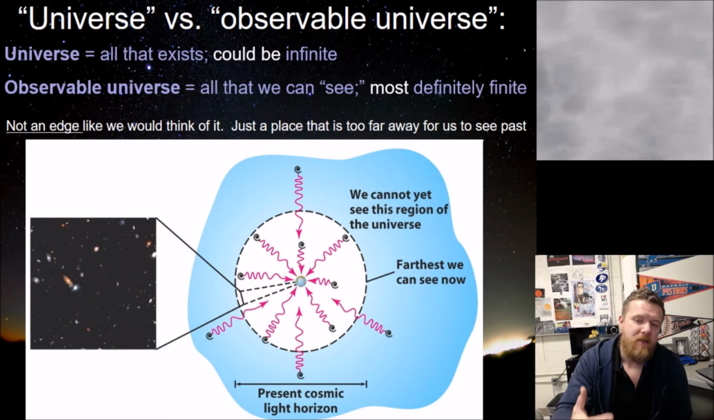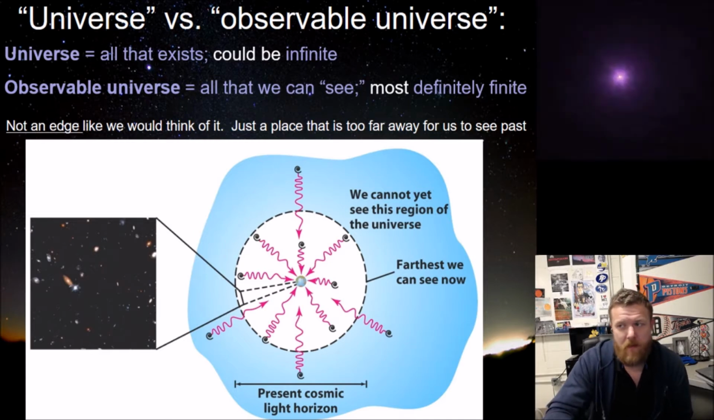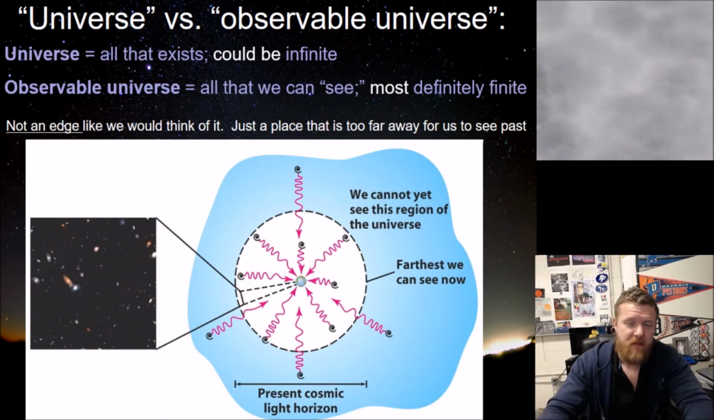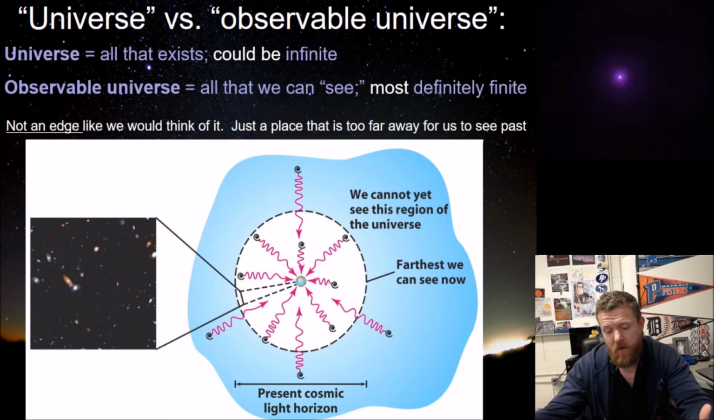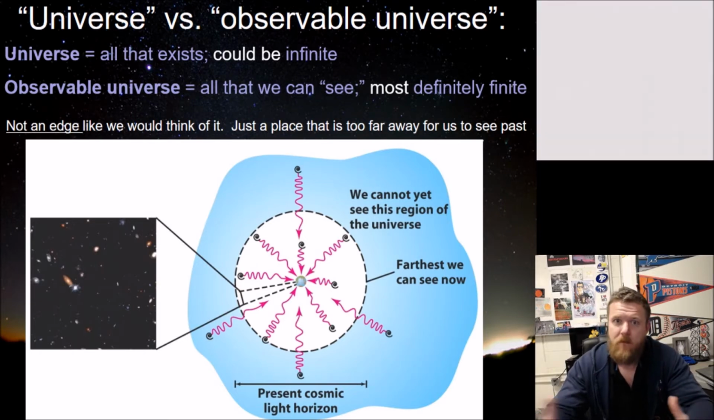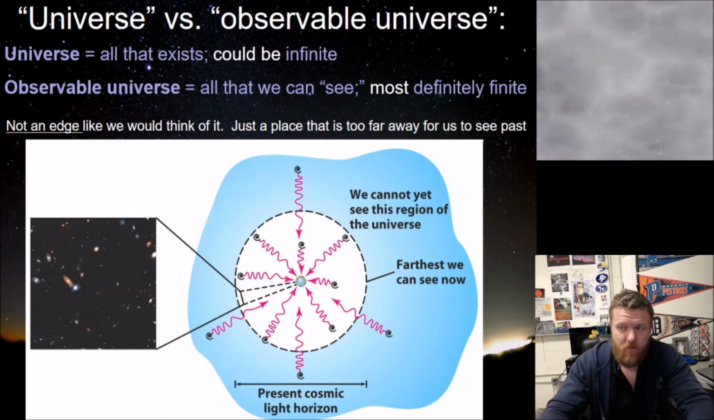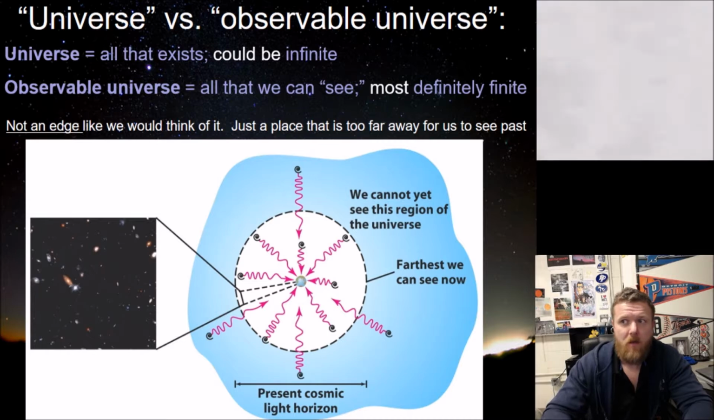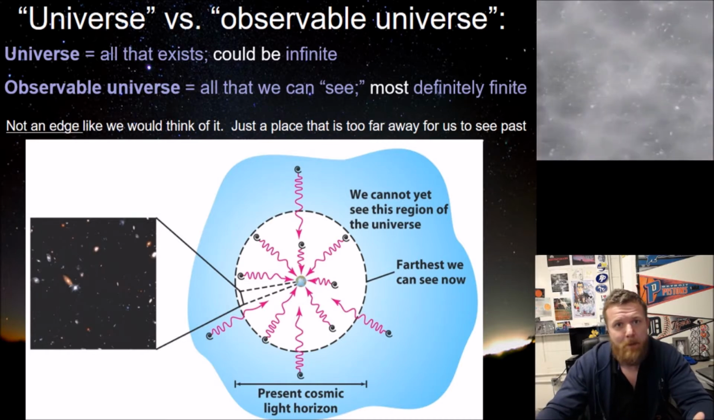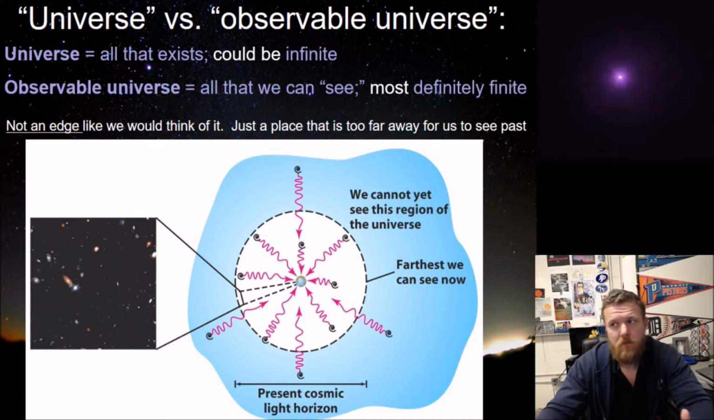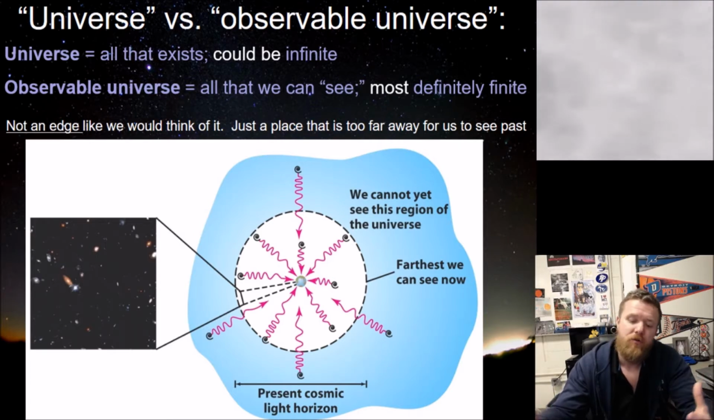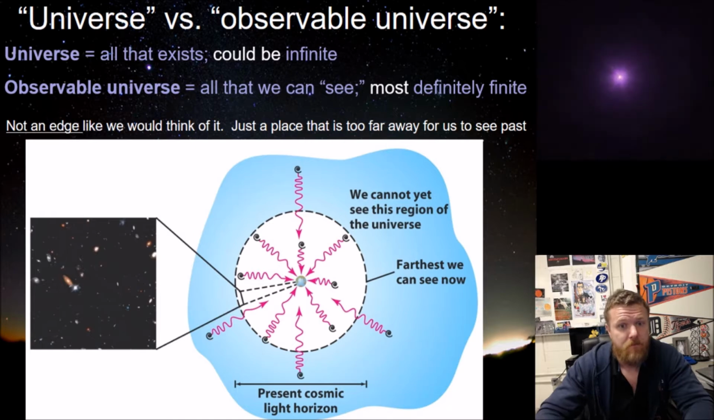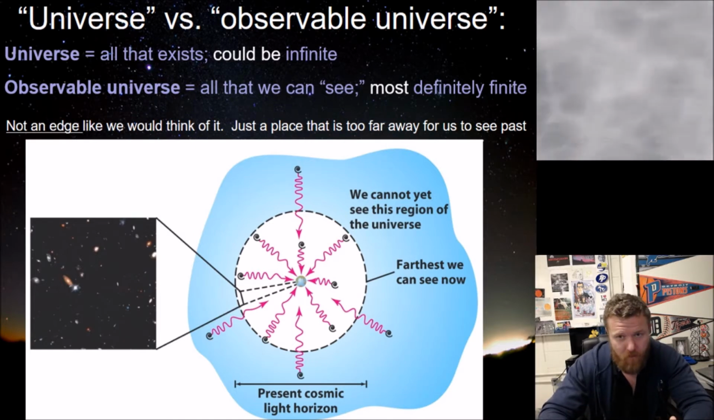The reason is that light has a finite speed. Light can't go faster than the speed of light. It doesn't travel at an infinite speed, which means that there is a distance away from us where light has not had enough time to travel. The universe is 13.7-ish billion years old. If you are 13.8 billion light years away, well, then light has not had enough time to travel through the universe and get to our eyes or our telescopes. That is what's known as the observable universe.